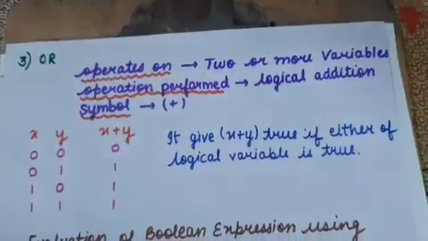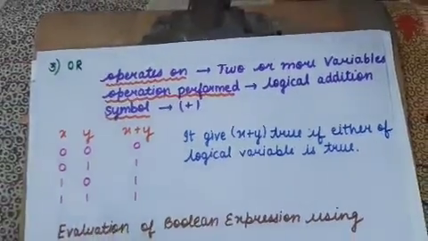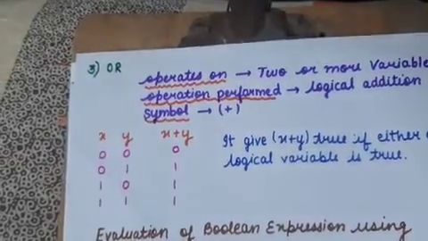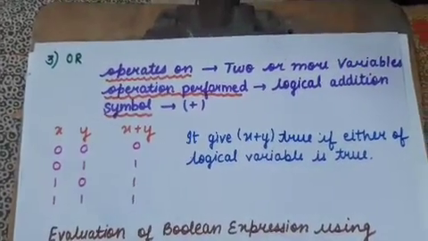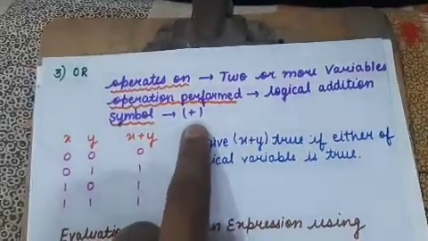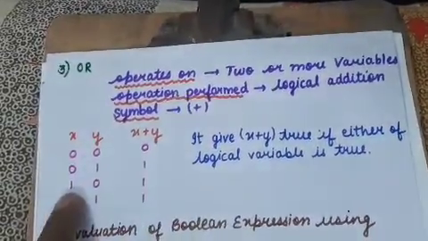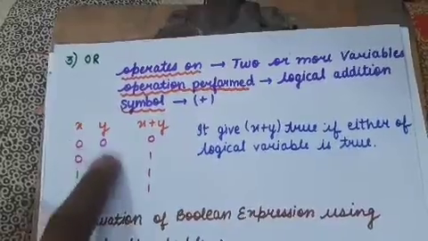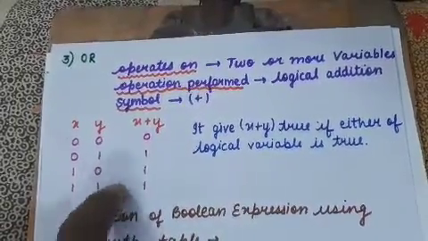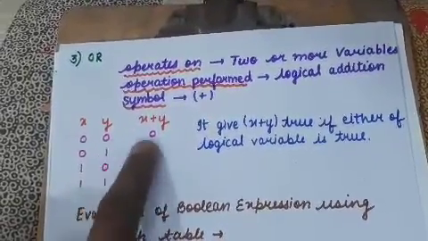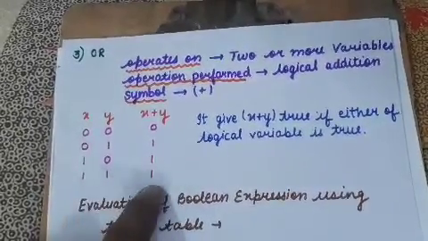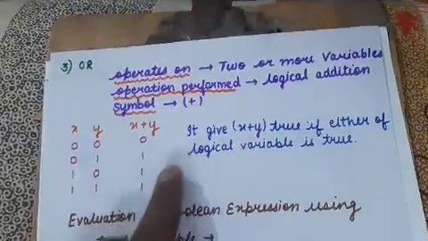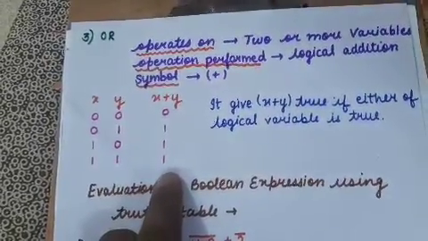Next is the OR operator. The OR operator can be applied on two or more variables. The operation performed is logical addition. The symbol is plus. Consider the same truth table: 0 0, 0 1, 1 0, 1 1. Then x plus y is 0 plus 0 is 0, 0 plus 1 is 1, 1 plus 0 is 1, 1 plus 1 is 1. It is not a binary addition.